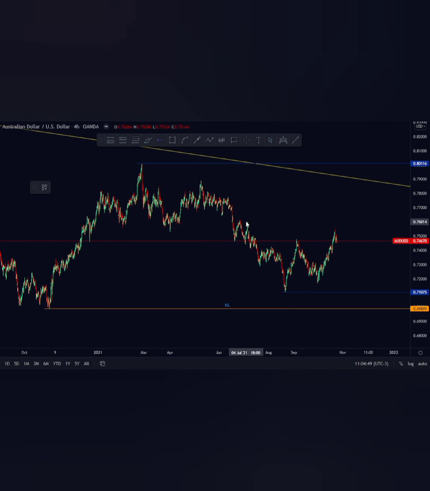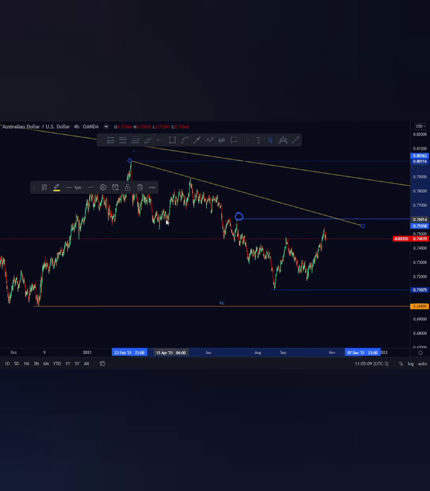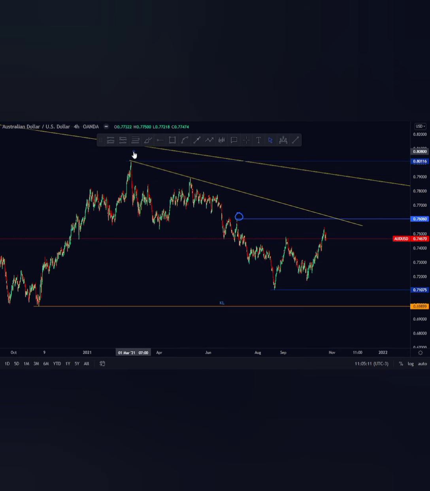For this current price, until we break this level, we're still looking for what? Selling opportunities, since price is moving in a downward trend. You can put a trend line as a guide in a downward trend, basically.